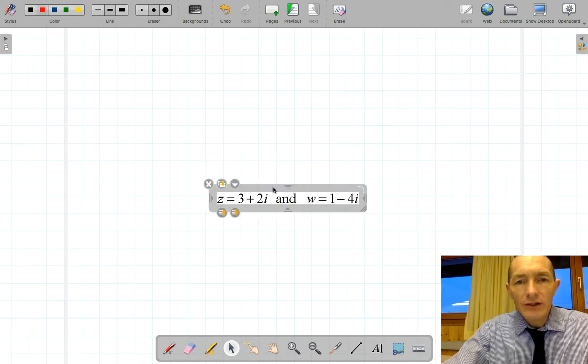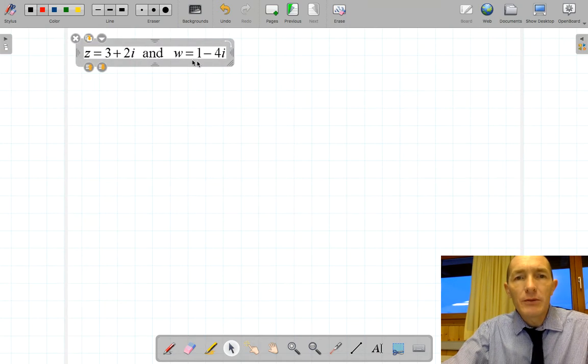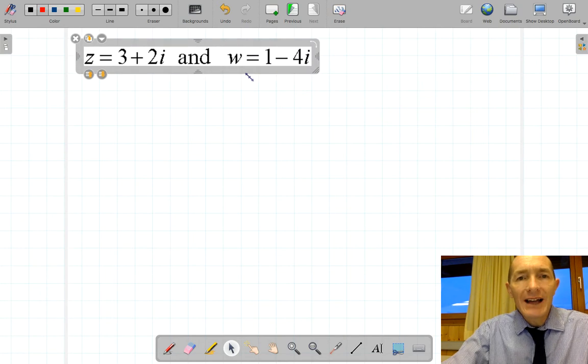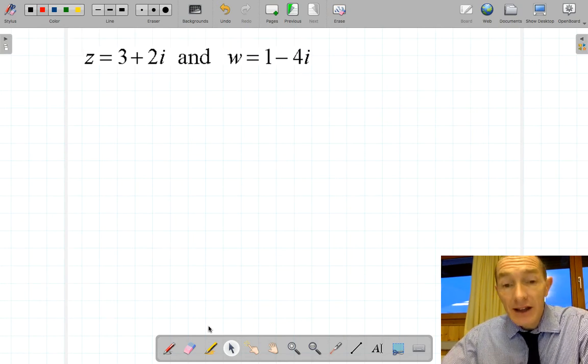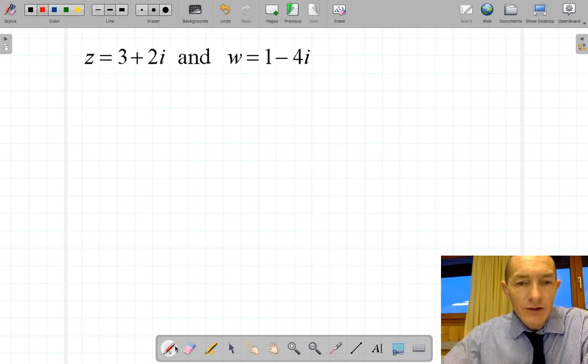And what I'd like to do, once I've moved this up the top of the page, is just simply add up the complex numbers and then take them away, multiply, and divide. So there's simple operations we can do with them. Adding, let's add z and w together. And this is a real straightforward thing.